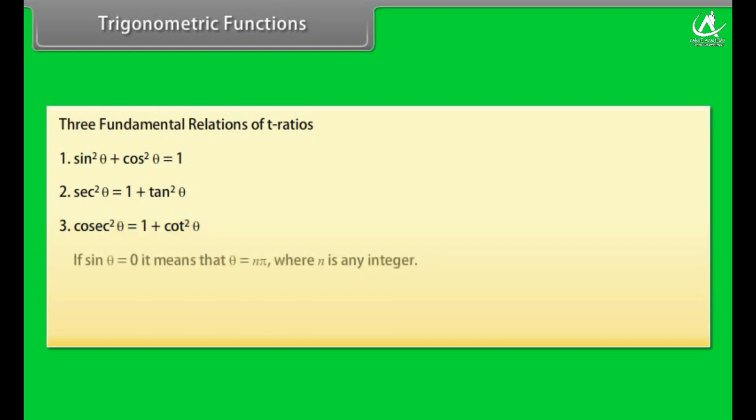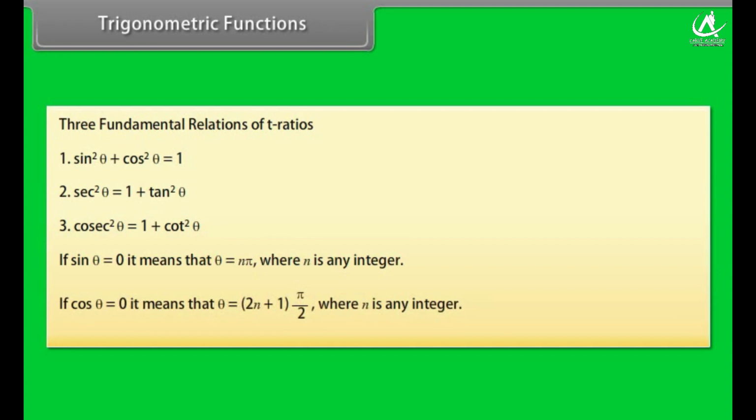If sin theta is equal to 0, it means that theta is equal to n pi, where n is any integer. If cos theta is equal to 0, it means that theta is equal to (2n plus 1) pi by 2, where n is any integer.